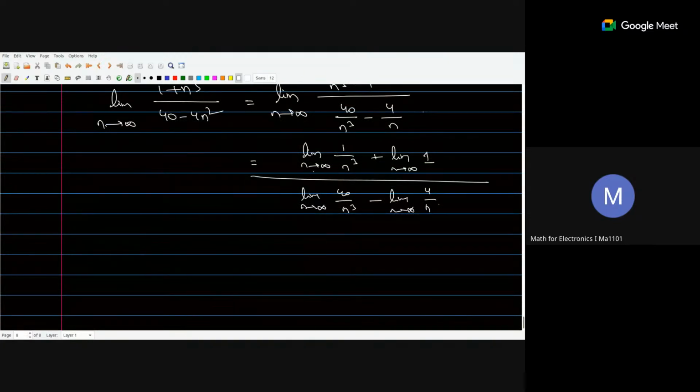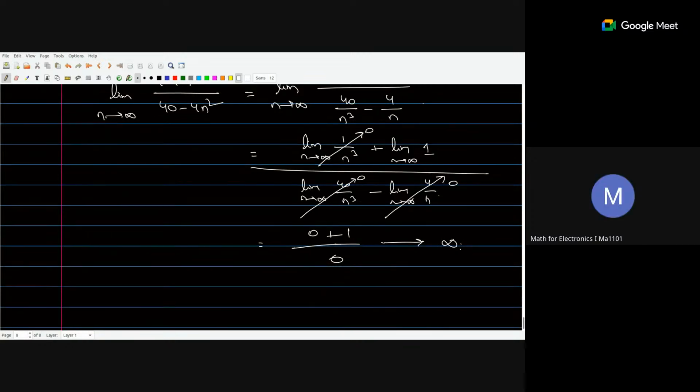So what will happen to this limit? 0. This will go to 0. This 0, this 0. So what you are getting is 0 plus 1 by something, 0 minus 0, which is 0 anyway. So you are getting some non-zero value divided by 0. So where will this go? Infinity.